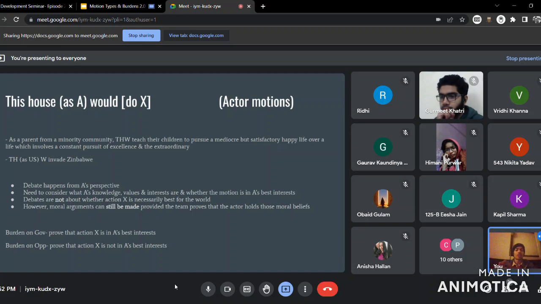What should they do? From a neutral perspective, that would be a different conversation. But because the motion says as a parent from a minority community, you need to get into the shoes of this particular parent and you need to think what would be the priorities of this parent, and therefore which kind of upbringing for my child would meet those priorities.